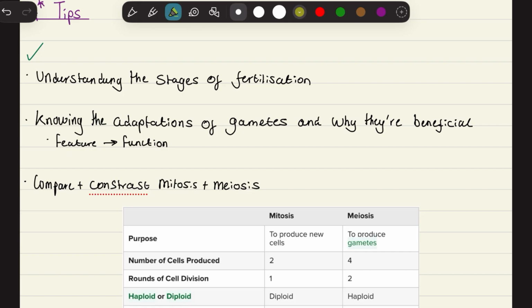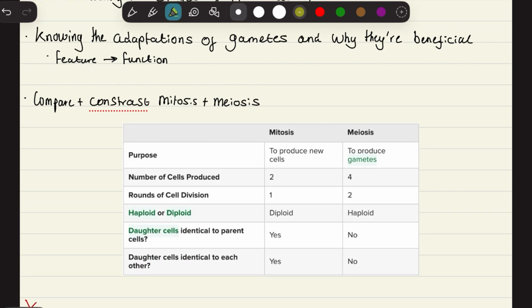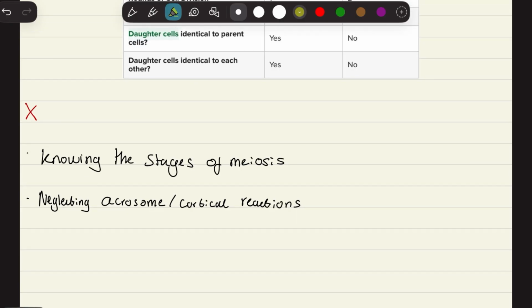And then comparing and contrasting mitosis and meiosis. We haven't really focused too much on it in this lesson, but it's a question that comes up really commonly, so just be really happy you've got that table down. You can pause and have a look. Those are going to be the main differences between mitosis and meiosis. Stages of meiosis is something that you don't need to know in the SNAB specification, you definitely don't. I think most of them aren't going to ask you in depth about the stages of meiosis, but if they do, it's the same as mitosis.